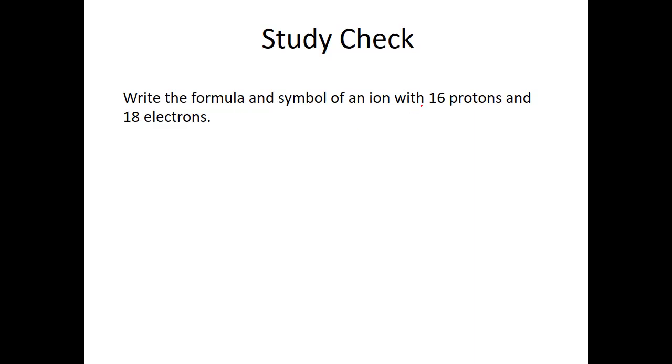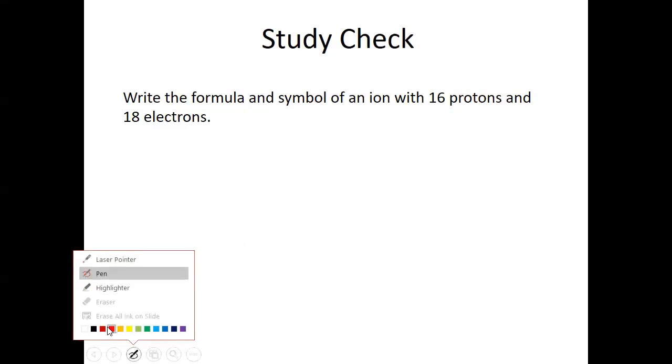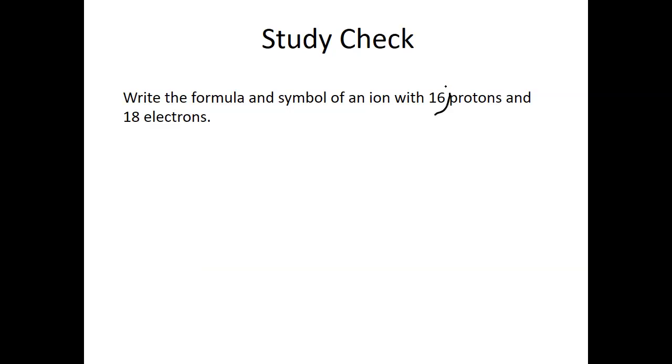So right away, we should be able to do a couple of things. With 16 protons, we know that's our atomic number 16. We're talking about sulfur here. The other thing we would want to look at is that we've got an imbalance: 16 protons, 18 electrons. Our charge is not balanced.